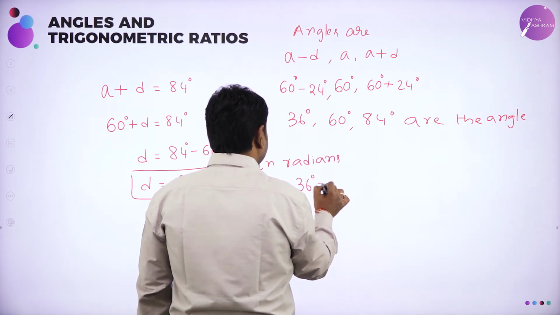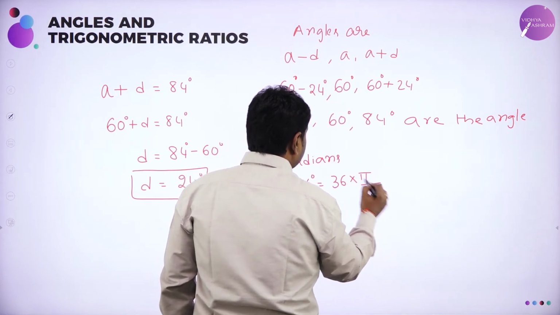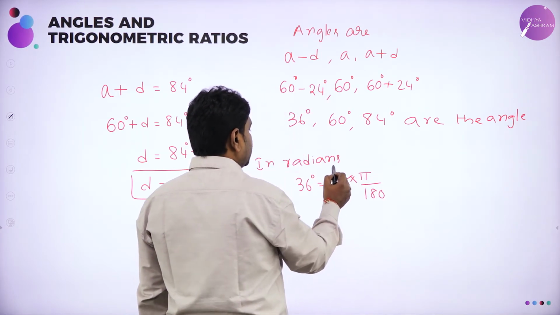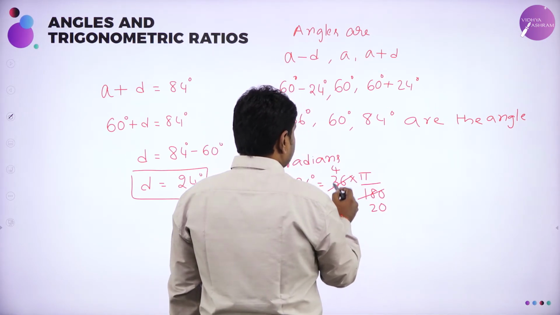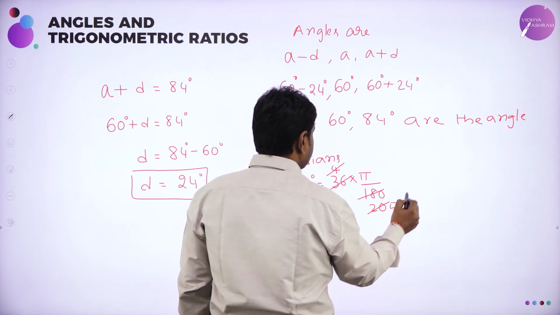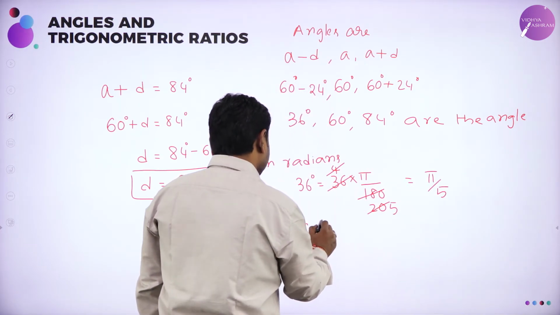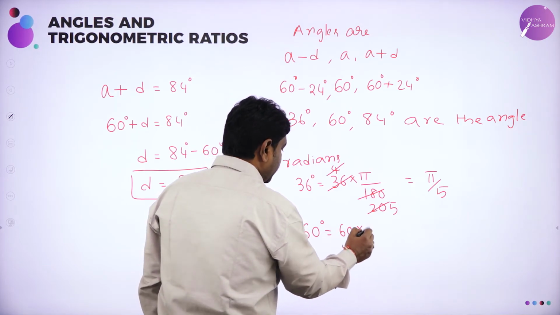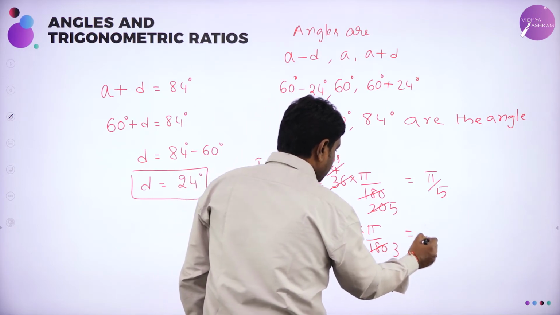36 degrees can be written as 36 into pi by 180. So now both are divisible. 9 4s are 36, 4 5s are 20, so it will be exactly pi by 5. And the other one is 60 degrees. 60 into pi by 180, 6 1s are 6, 6 3s are 18, it is pi by 3.